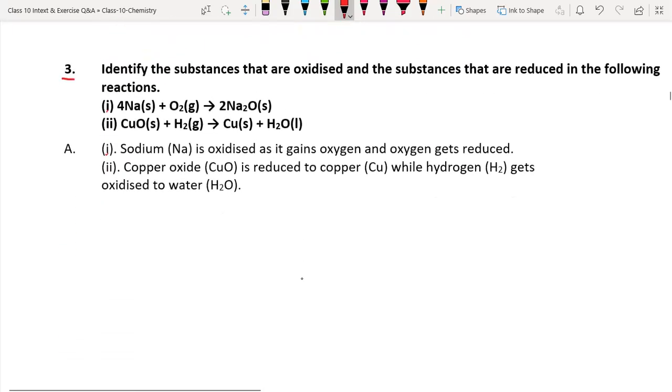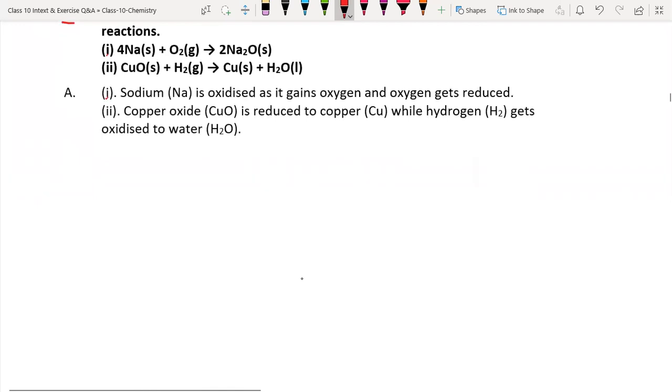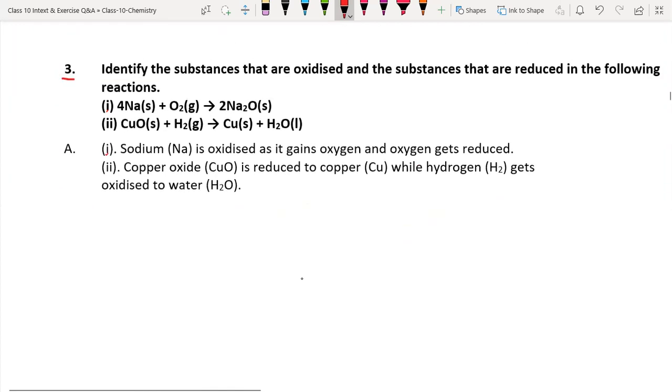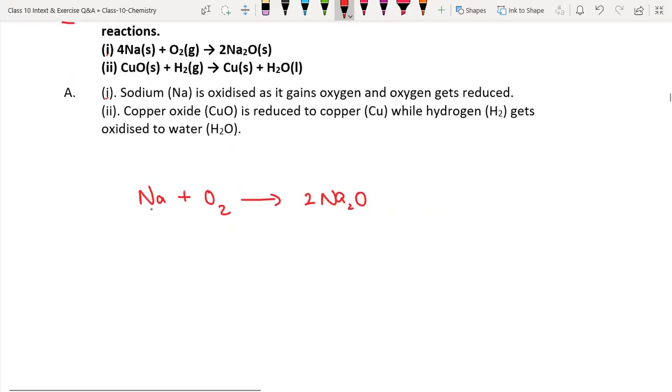Now the last question in your in-text. Here, identify the substances that are oxidized and the substances that are reduced in the following. Okay, here you have to go with the equation. So the first equation: Na plus O2 gives 2Na2O. Now how to represent this one? You see guys, on the reactant side you have only one Na, right? On the product side you have Na2O. Simply to say, Na is becoming Na2O.